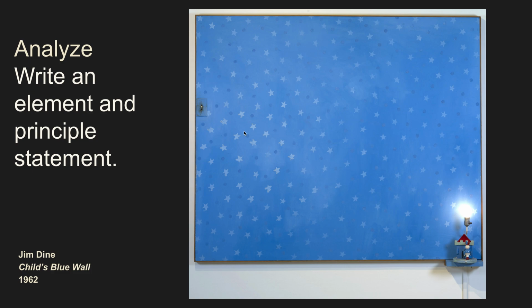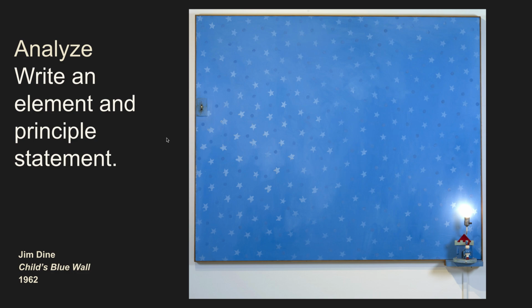Now, third step is to write an element and principle statement with specific detail. So for me, mine would probably be this Jim Dine artwork creates strong unity over the entire canvas with different shades of blues. The stars are light blue, the background is a medium blue, and the circles are a darker blue. So that would be my element and principle statement.